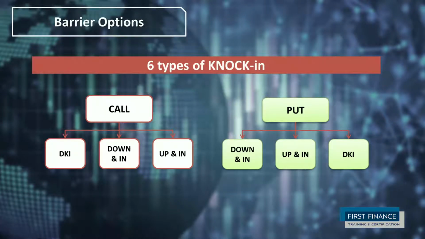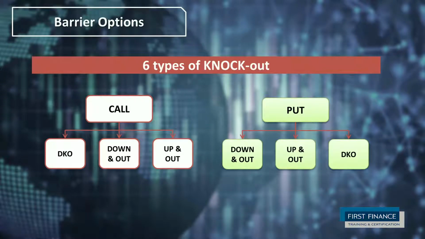The up and in option, where the option is activated when the price of the underlying reaches or exceeds the barrier, and the down and in option, where the option is activated when the price of the underlying reaches or falls below the barrier. There's also the double knock-in, which is literally a mix of an up and in and a down and in, so they can be activated twice if the price exceeds or falls below the barrier. So we have the knock-in options, and of course we have the knock-out options.